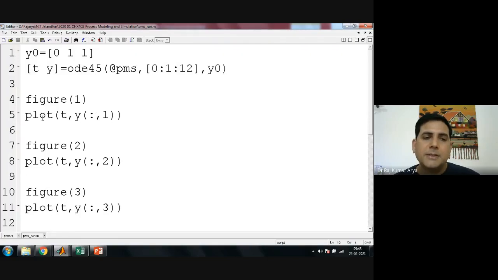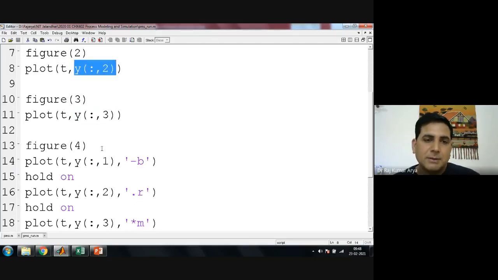You want to see how y1 behaves with respect to time, so this is the command for that. In MATLAB, the command is called plot t comma y. y has three values, and out of those three you are taking out the value of y1. Therefore you gave the command colon comma 1, bracket close. Same way you want to plot for y2, so you gave the command in this way. This will only read the values of y2. This one will read for y3.